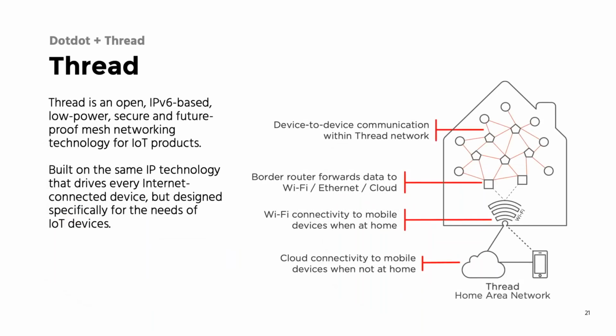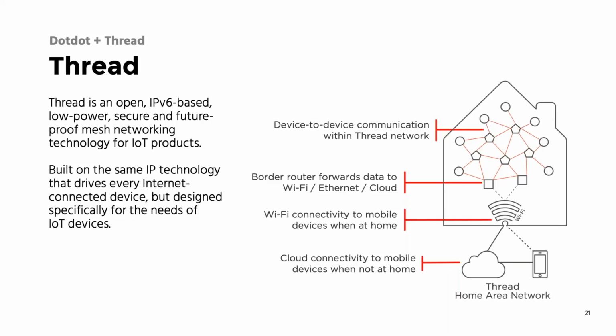Thread is also a familiar technology in new clothing. Thread is an implementation of the same IP technology that drives every internet-connected device you've ever used. The difference here is it's designed specifically for IoT devices. Thread is often compared to Bluetooth or ZigBee, but really its closest comparison is Wi-Fi. Just as Wi-Fi was designed for local high bandwidth devices, Thread was purpose-built to support reliable networking for the kinds of low-power, battery-operated, widely distributed devices that make up most smart home or commercial IoT applications.